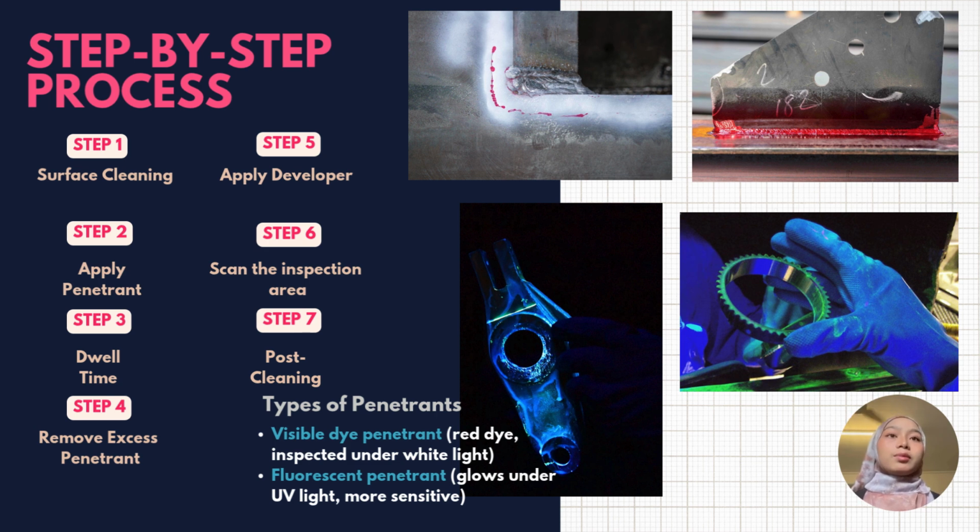Next is removing the excess penetrant from the surface. Our goal is to leave the dye strictly inside the cracks. Remember to wipe the surface with a damp cloth instead of spraying cleaner directly. Then, we spray a thin layer of a white developer. This powder acts like a sponge, drawing the trapped dye back out to the surface.